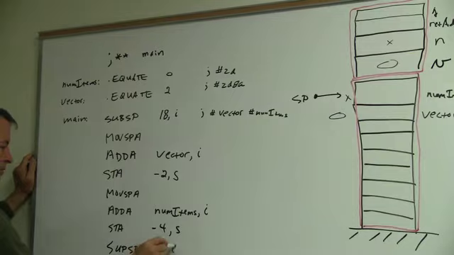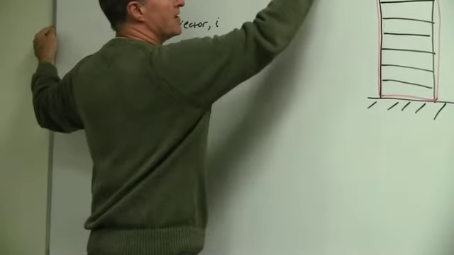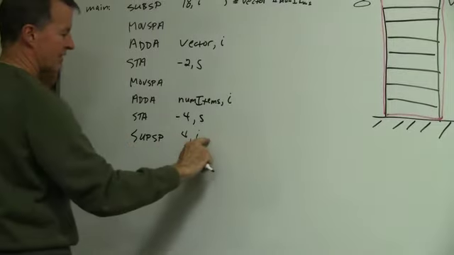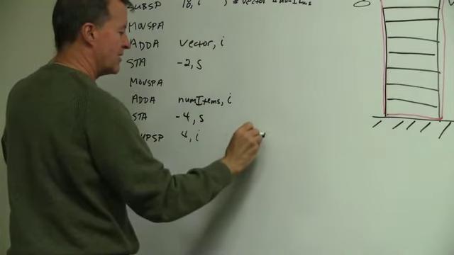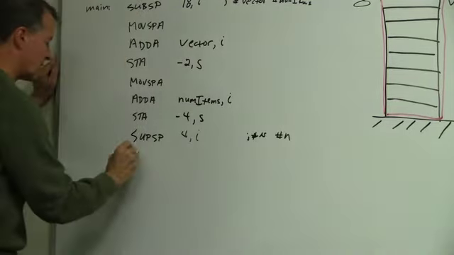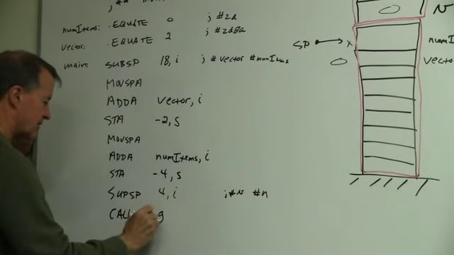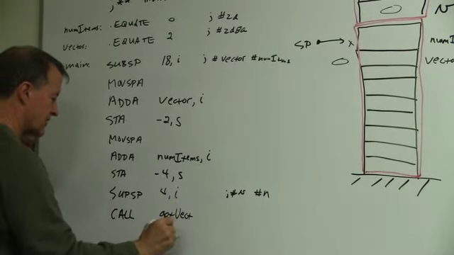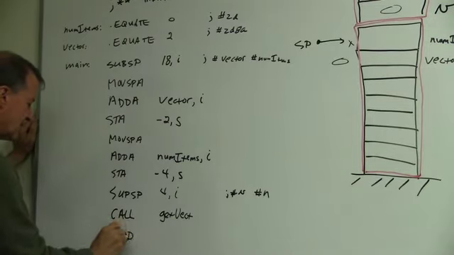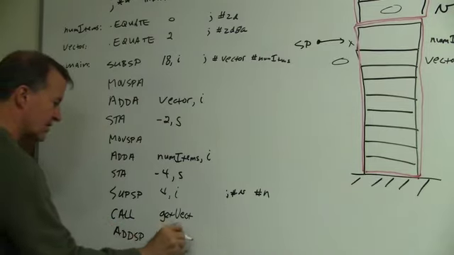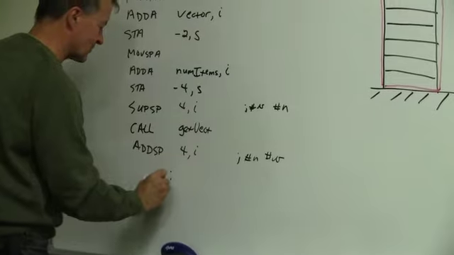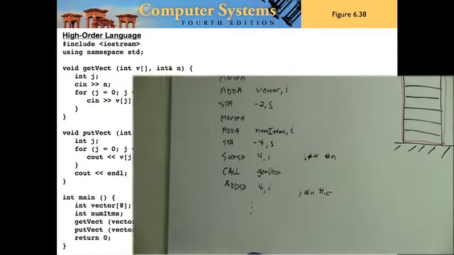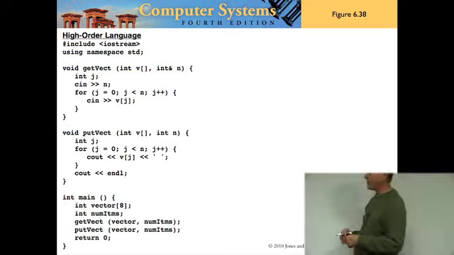And now we sub sp for immediate to allocate the storage, and we need to put our trace tags there. So what are we allocating there? First we're allocating v, then we're allocating n. Then we call getVect, and when we return from the call, we'll add sp for immediate and deallocate. You're supposed to deallocate these in the opposite order, pound n and pound v, etc. Now we're running a little short on time, so we'll let you finish that out.